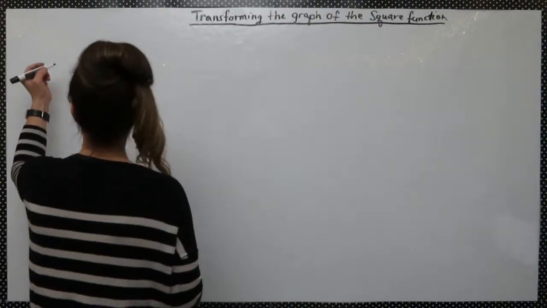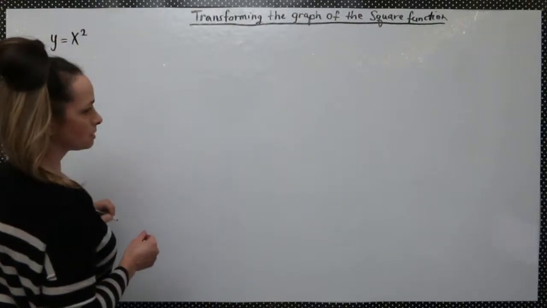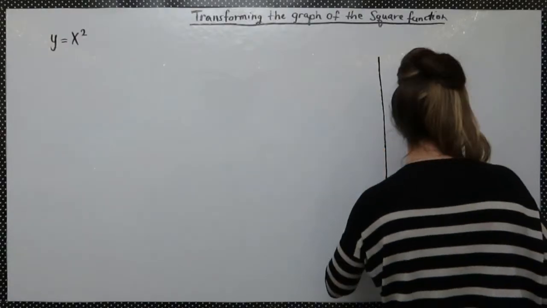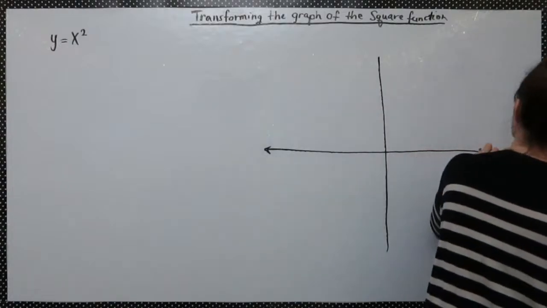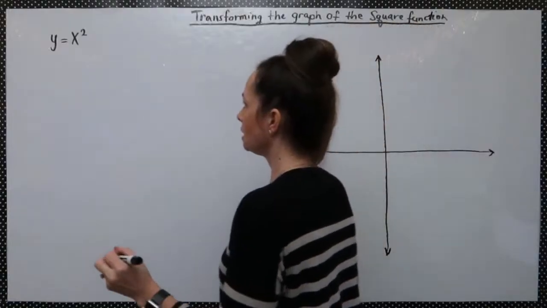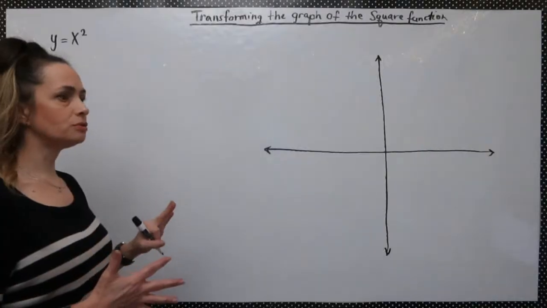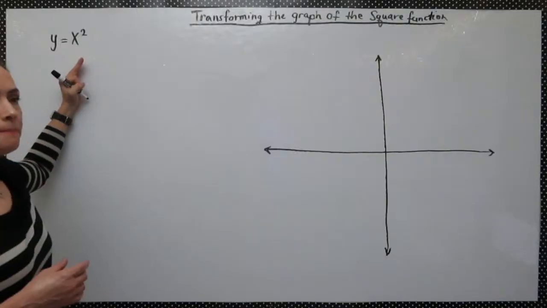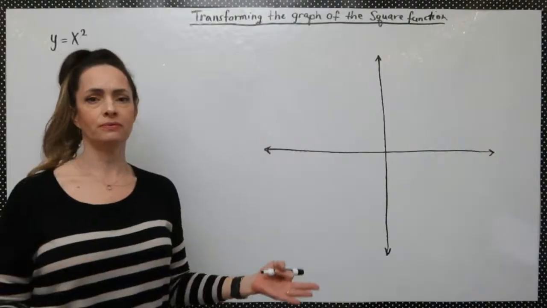So we have the graph y equals x squared. And I'm going to go ahead and get out my Cartesian coordinate system, and we're going to discuss all of the different types of transformations. I'm going to introduce the transformations using the squaring function, but transformations apply to all of the functions.